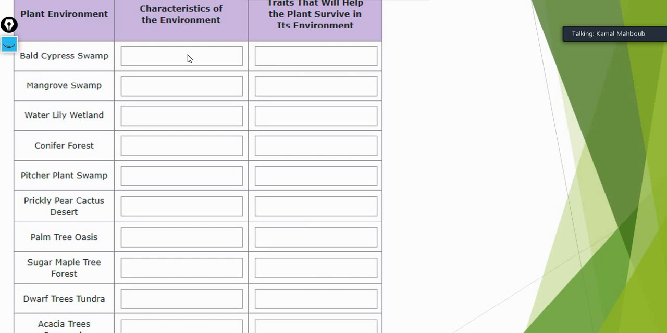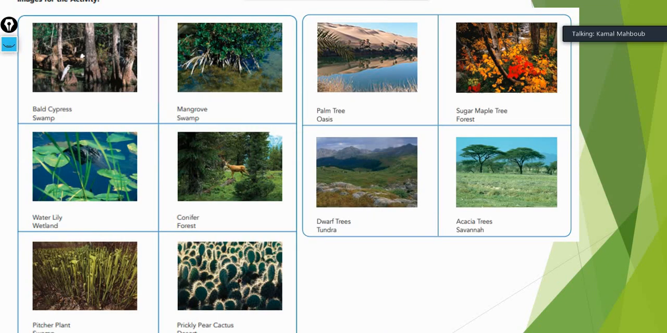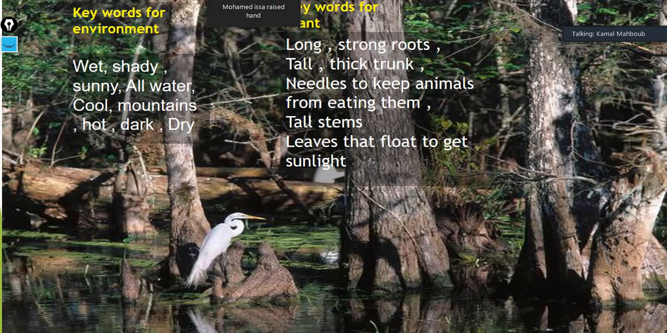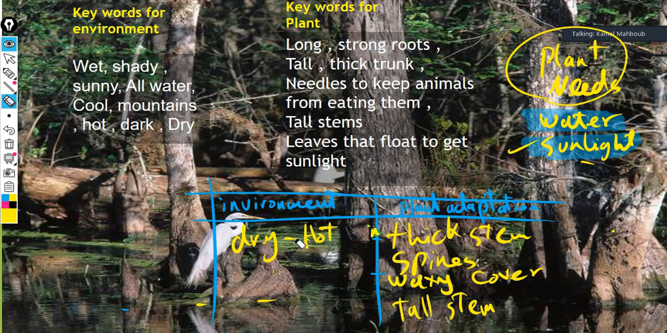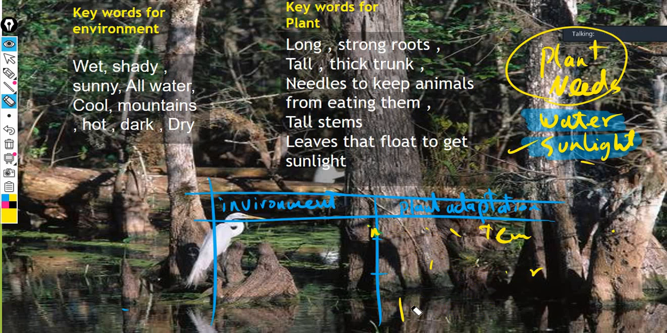Now those are the pictures in your book. That is the Coniferous Swamp and the Mangrove Swamp and Lily Wetland, and like that. I'm going to show you the pictures bigger to understand what you will write. Okay, now the first one, guys. If you look in your book, you can see the environment characteristics and how the plant can survive in this place.